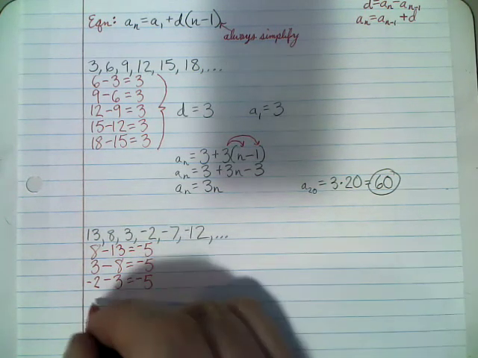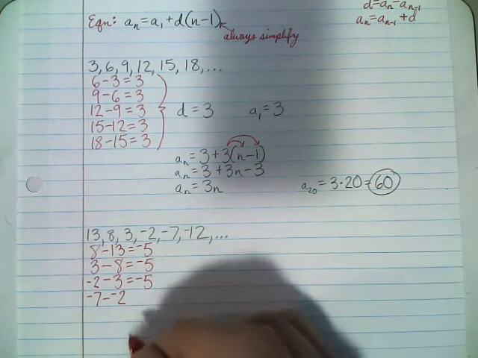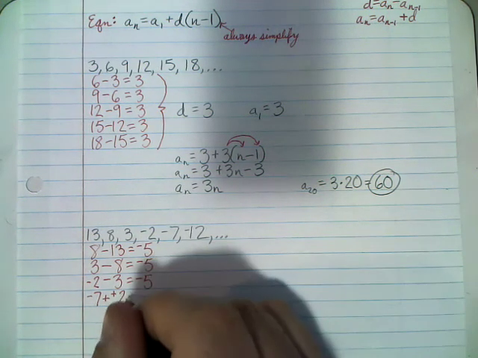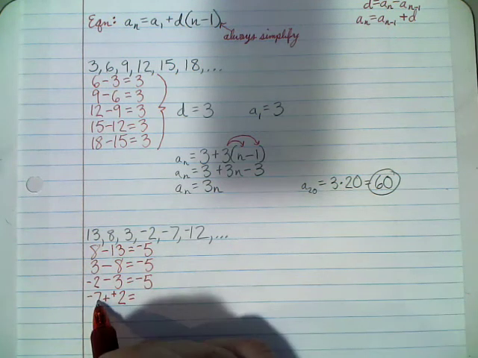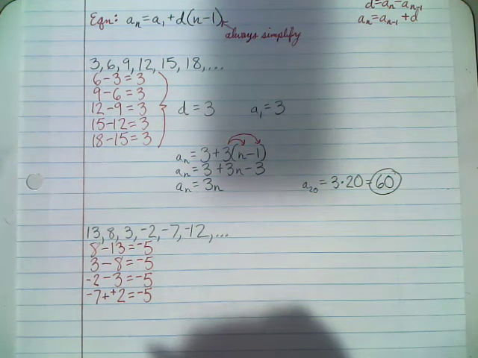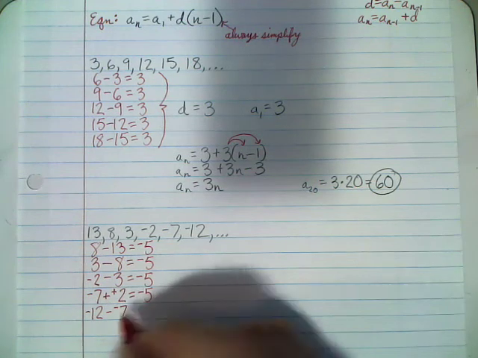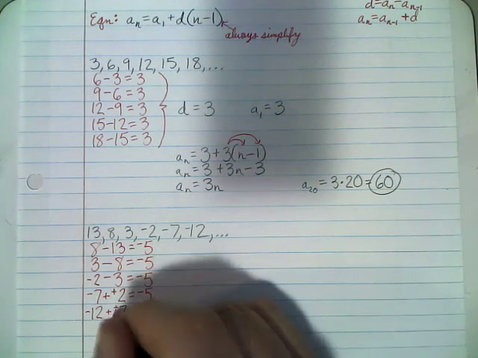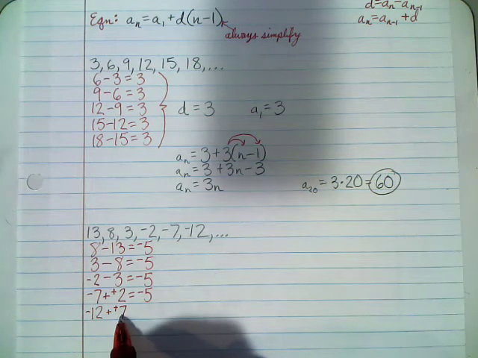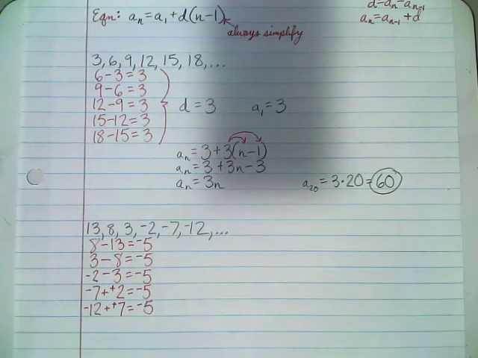And then I'm going to take -7 and subtract the term before it, a -2. Remember, minus a negative though is plus a positive. And so this is going 7 to the left, come back 2 to the right. Well, that's -5 as well. And then last one, take my -12 and subtract the -7 that comes before it. Minus a negative is plus a positive. So if you go 12 to the left and then come back to the right 7, once again we'll be at -5.